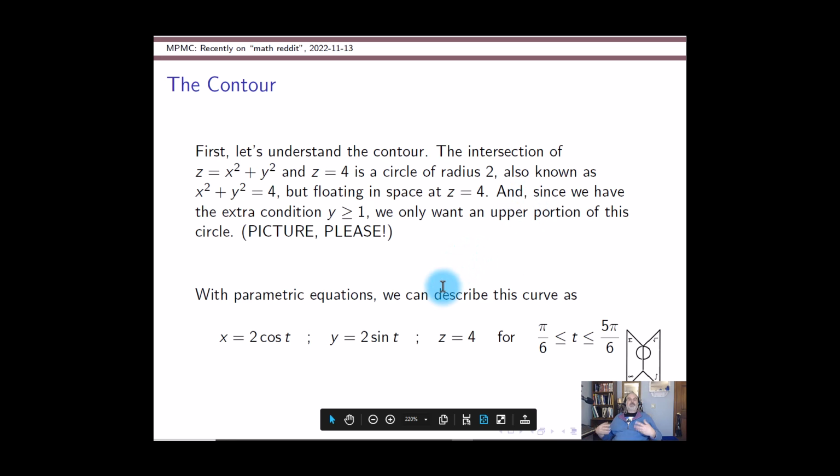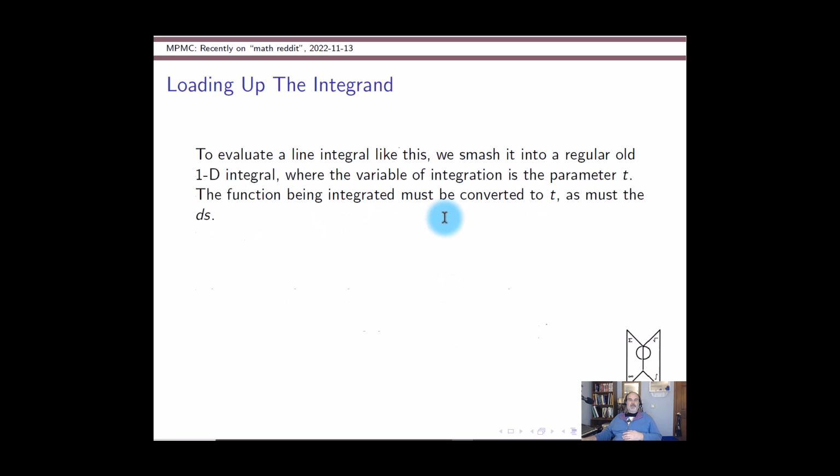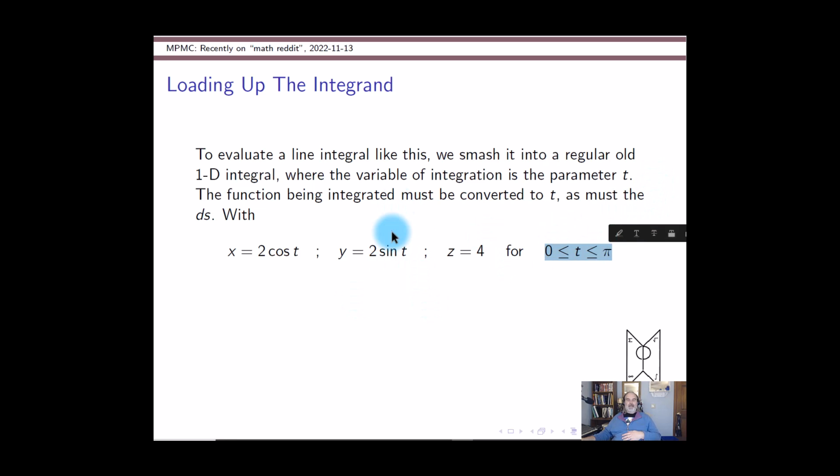So those are the parametric equations that describe this contour for us. And then our job is to take everything that we're dealing with and put it in terms of that contour's parametrics. So again, repeating what the contour is. Whoops, I forgot to edit this. This should be pi over 6 to 5 pi over 6. I'm not going to go back and fix it now.